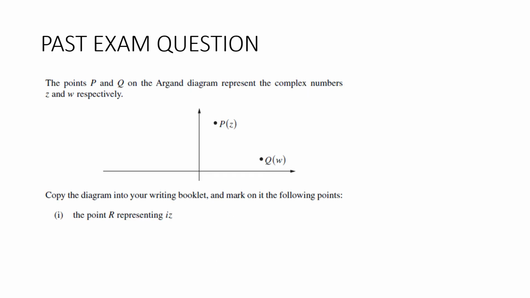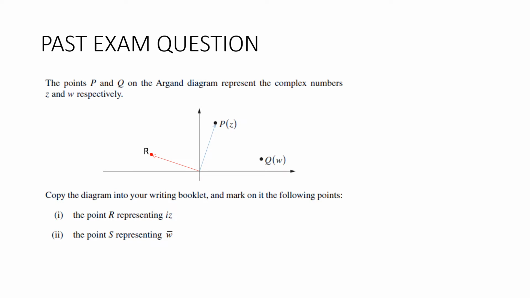Okay, here's a past exam question. The points P and Q on the Argand diagram represent the complex numbers z and w respectively. Copy the diagram into your writing book and mark on it the following points. The point R representing iz. So here we've got our complex number z, and if we want iz, we are going to rotate that vector 90 degrees anti-clockwise. So there's the point R.